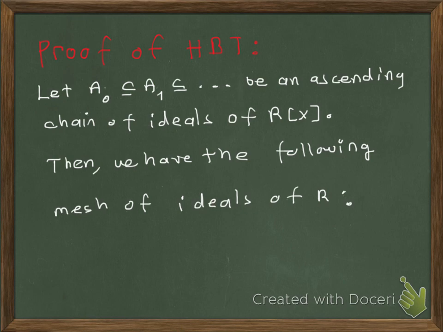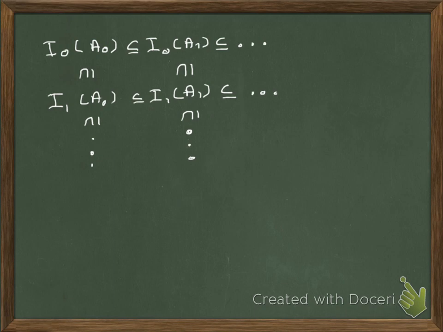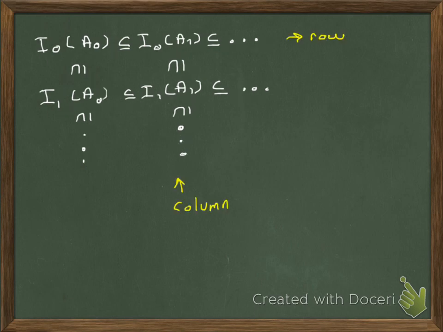Take any ascending chain of ideals in the polynomial ring R[x], and taking the initial terms of this chain, we can form a mesh like this. So look at this mesh. The sequence on the first row consists of the I0 values of the a_k as its terms, and the second one is obtained by taking the I1s of the sequence a_k. So this way we form a mesh.